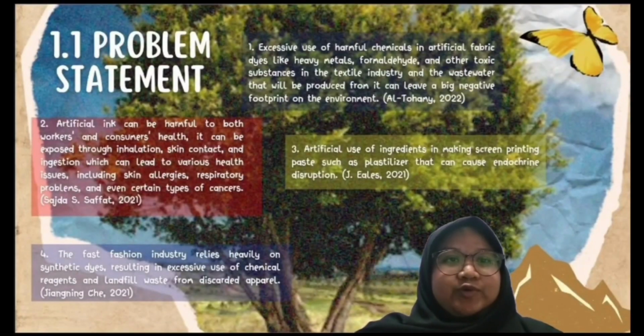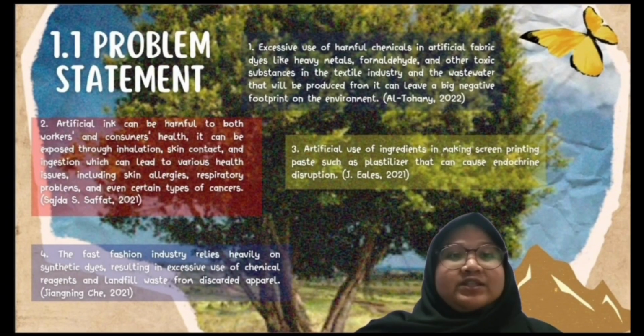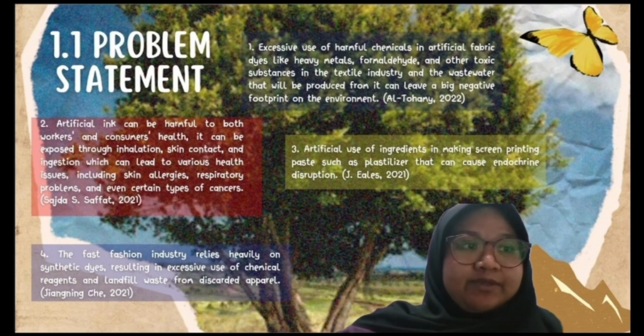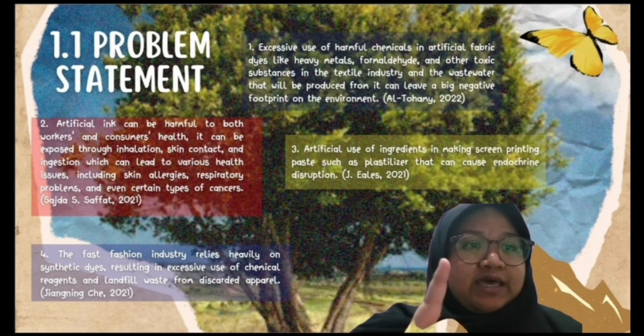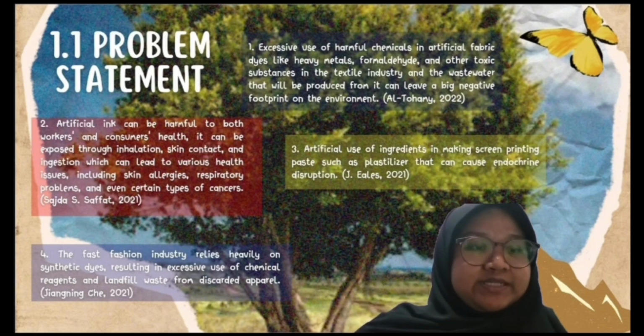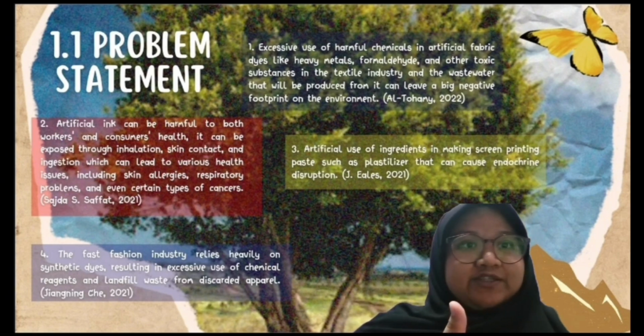So next, we will be talking about the problem statement and why this project is needed to make the environment a better place. First, excessive use of harmful chemicals in artificial fabric dyes, like heavy metals, formaldehyde, and other toxic substances in the textile industry, and the wastewater produced from it can leave a big negative footprint on the environment. The second one is that artificial ink can be harmful to both workers' and consumers' health. They can be exposed through inhalation, contact, or ingestion, which can lead to various health issues including skin allergy, respiratory problems, and even certain types of cancer.